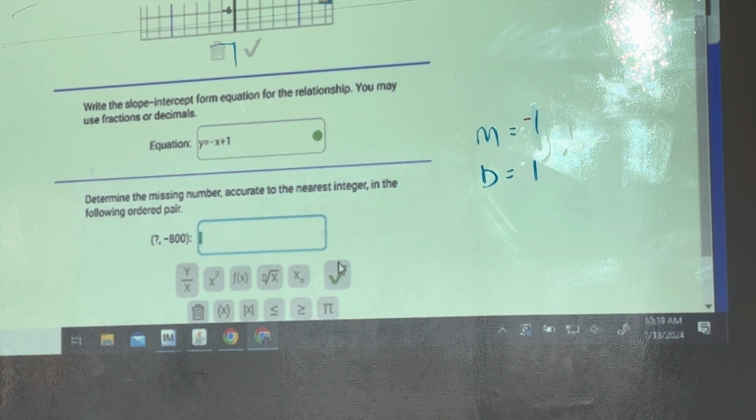It's not a fraction. Get off your phone. I'm not asking you to do this. We're doing this. What does integer mean? Go ahead. Tell me what integer means.